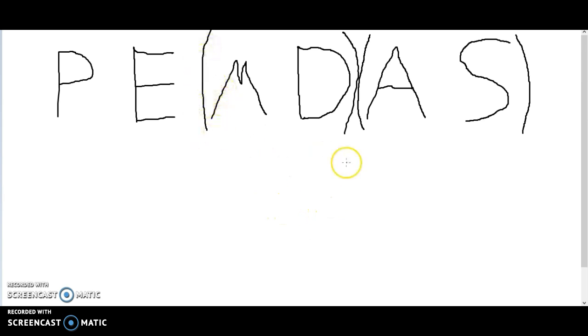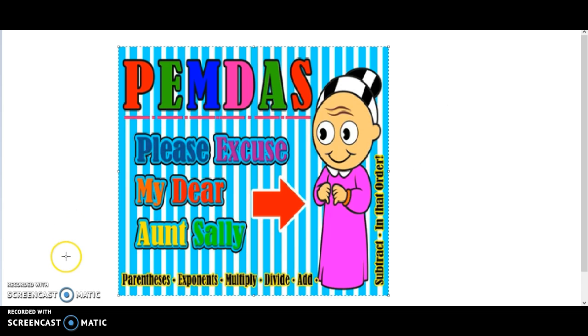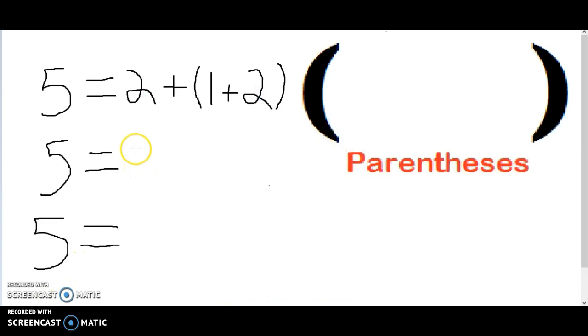That's why they have the parentheses here around them. And the same thing goes for addition and subtraction. A good way to remember PEMDAS is please excuse my dear Aunt Sally. Parentheses, exponents, multiply, divide, add, and subtract.